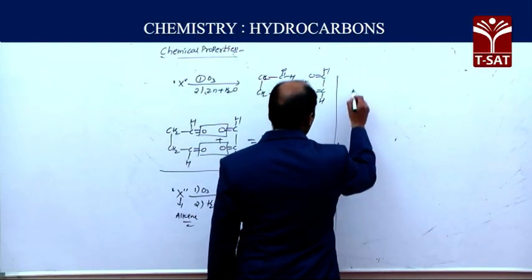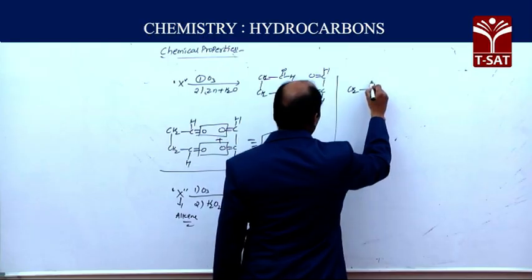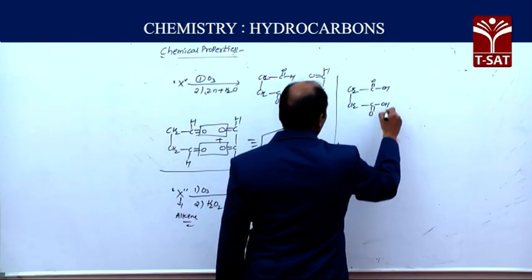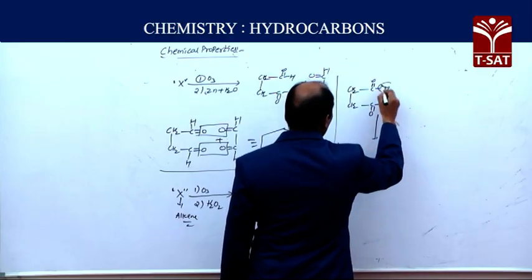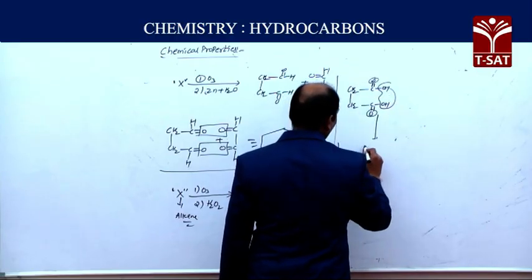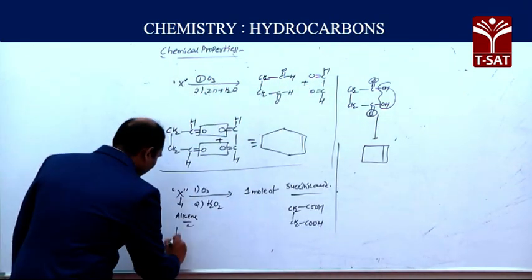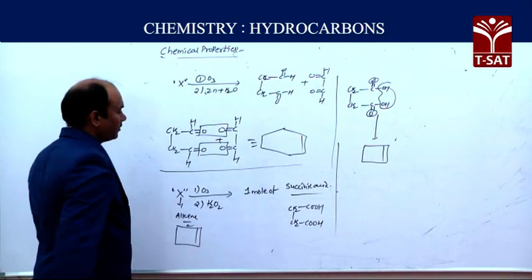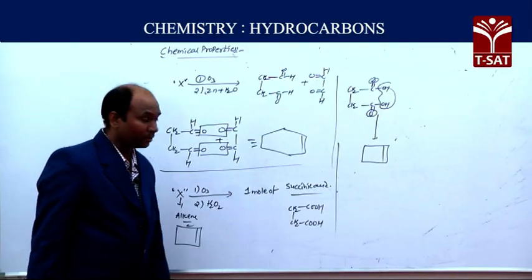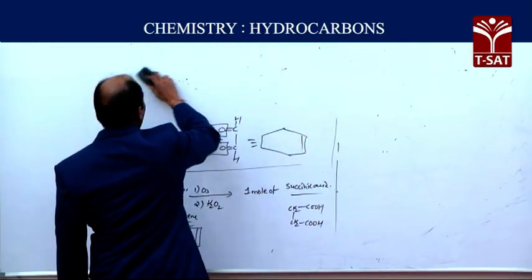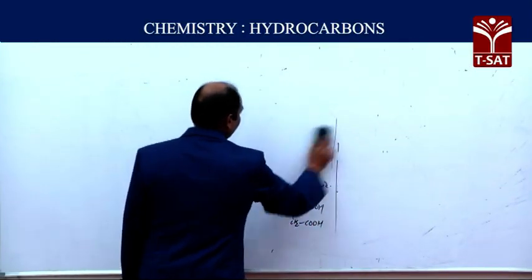Take this molecule, CH2 C double bond OH. Here also CH2 C double bond OH. So remove this OH and O and put one double bond. So this is the reactant, that is cyclobutene. X is cyclobutene. Cyclobutene on oxidative ozonolysis gives succinic acid. And next, one more example of this ozonolysis reaction.